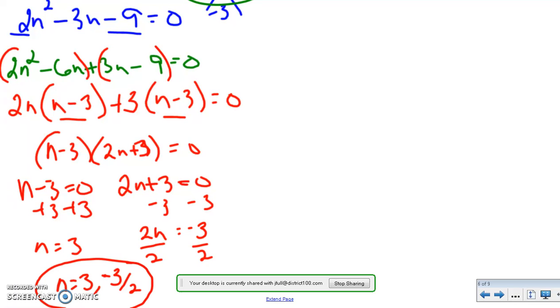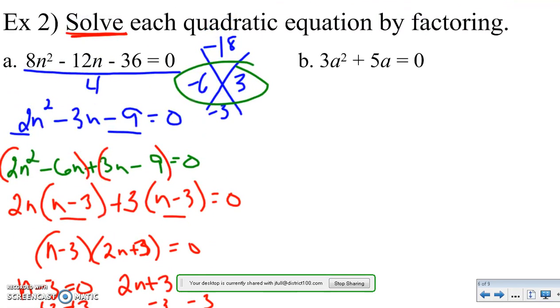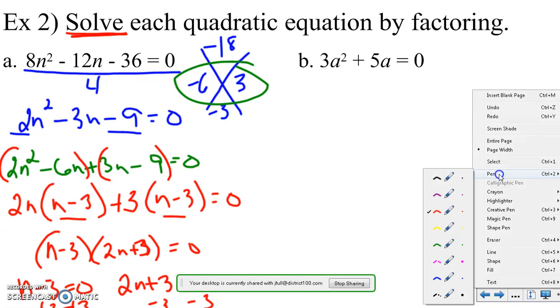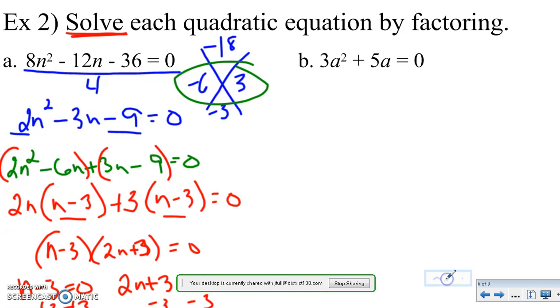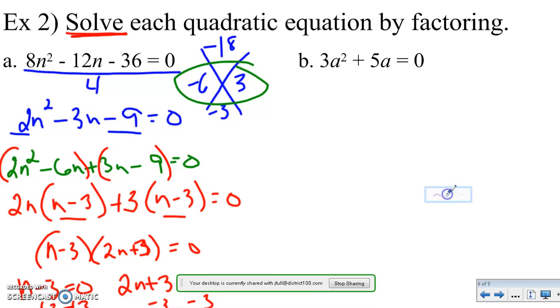Okay. So a little bit longer process to get those answers, but we do have our two answers there. Last one on this page. First step, make sure it's equal to 0. Okay, we have an equal 0 there. Second step, look for GCF. Notice this problem only has two terms, but they both have an a. So I'm going to take an a out, which leaves me with 3a plus 5.